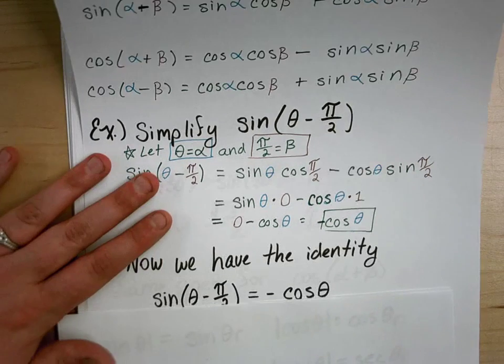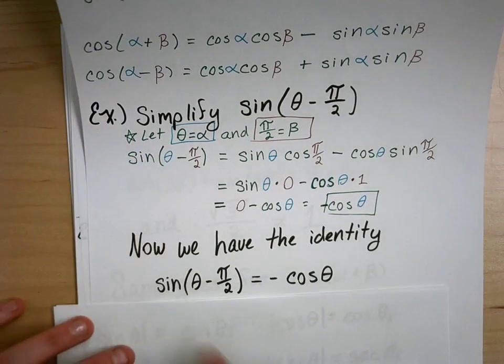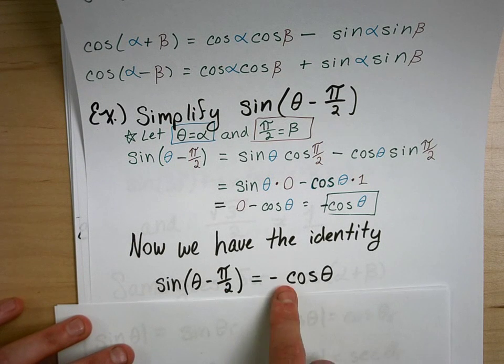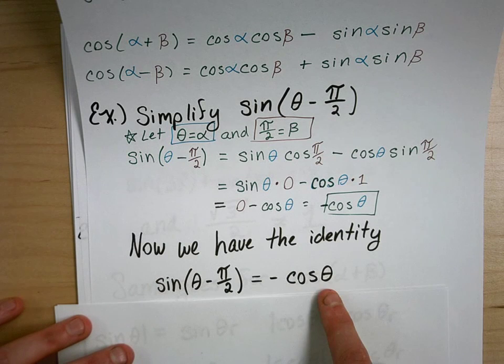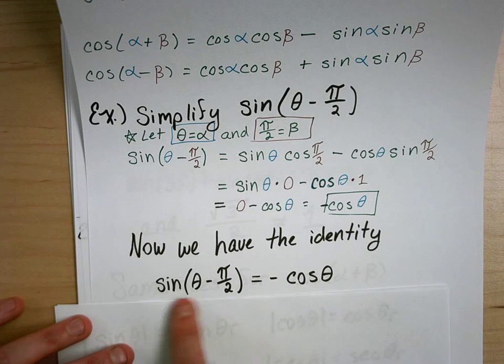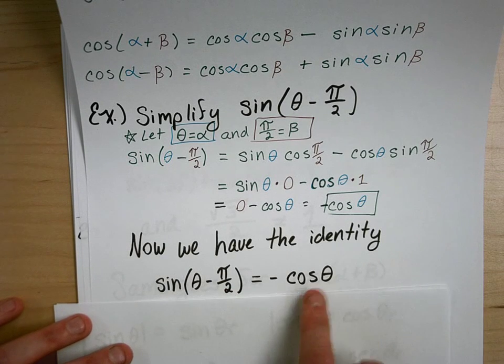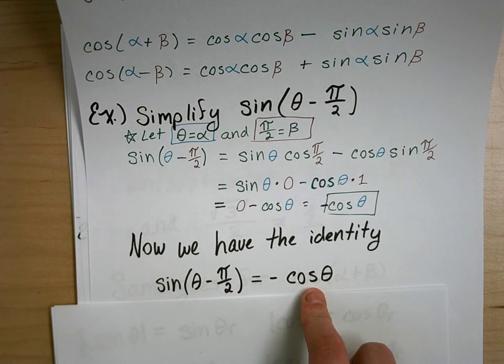Since we know what cosine of pi over 2 and sine of pi over 2 are, we can plug in those values. Cosine of pi over 2 is 0, and sine of pi over 2 is 1. Since anything times 0 is 0, and anything times 1 is itself, we get 0 minus cosine of theta, which gives us negative cosine of theta. So now we have this nifty identity: sine of theta minus pi over 2 can be rewritten as negative cosine theta. If we were plotting points, we wouldn't have to keep subtracting pi over 2 each time. We could just change this into negative cosine of theta.